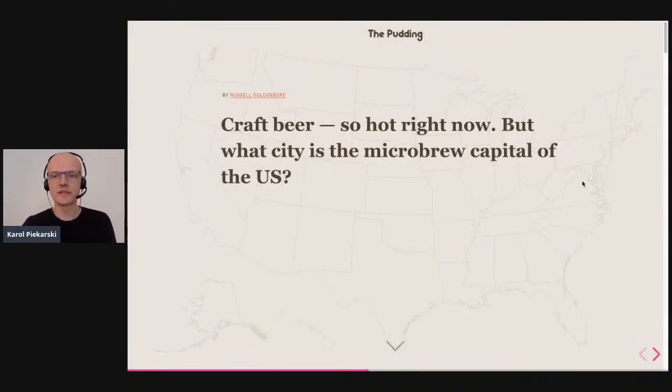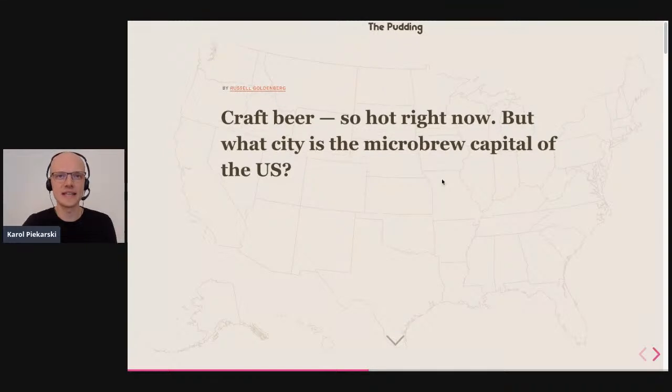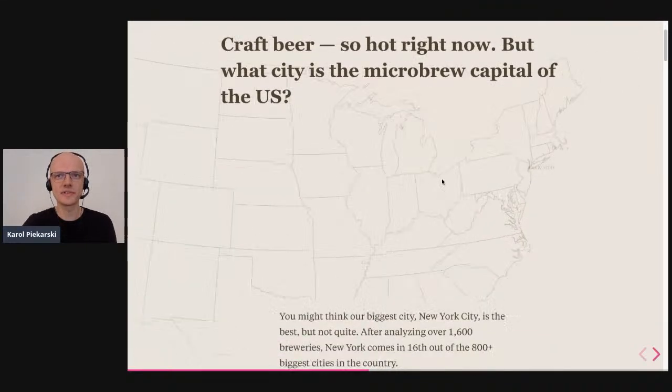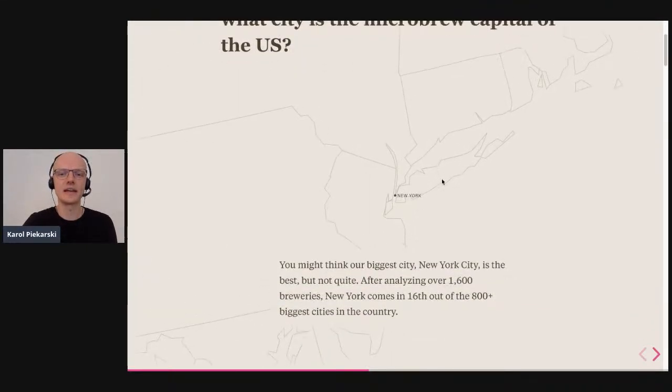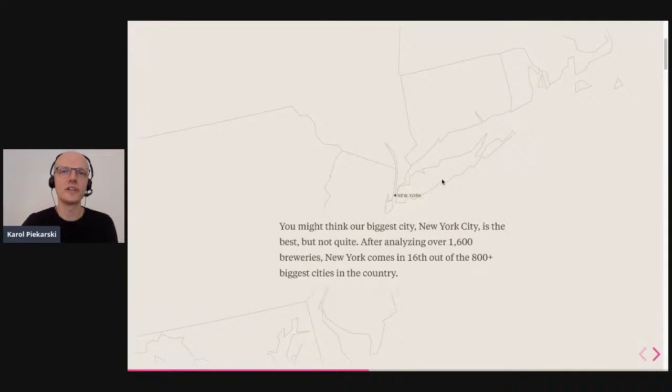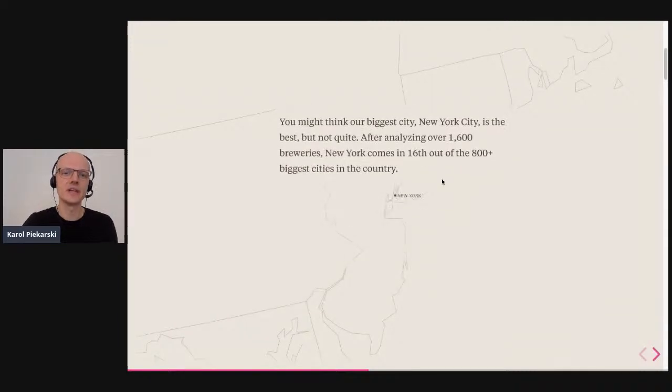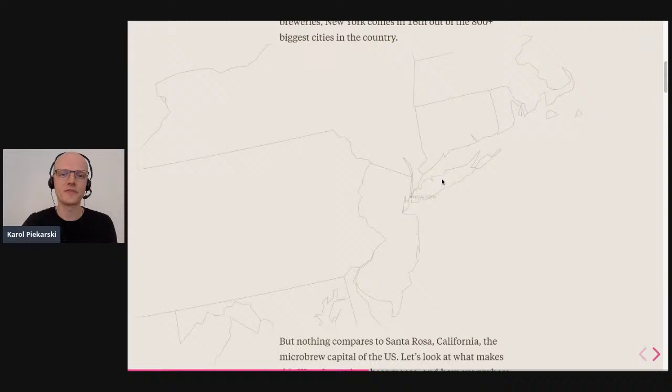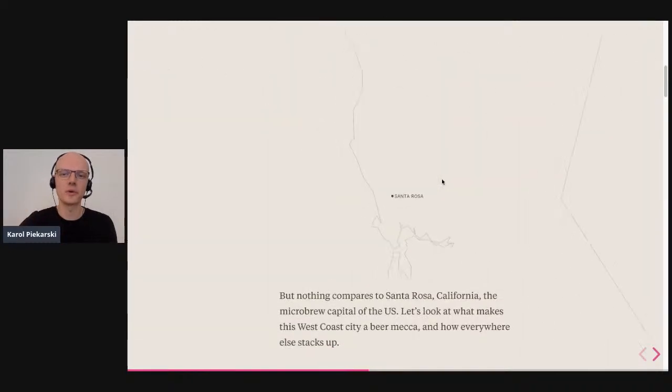Okay, another project coming from a great publisher, which is called The Pudding. This is the outlet that publishes those narratives, online stories. And this is one of my favorites about craft beer in the United States. So this is the actual scrollytelling. You can see that I scroll and I can read the story. There's not much content here. I can just follow the narrative, but something is going on behind.